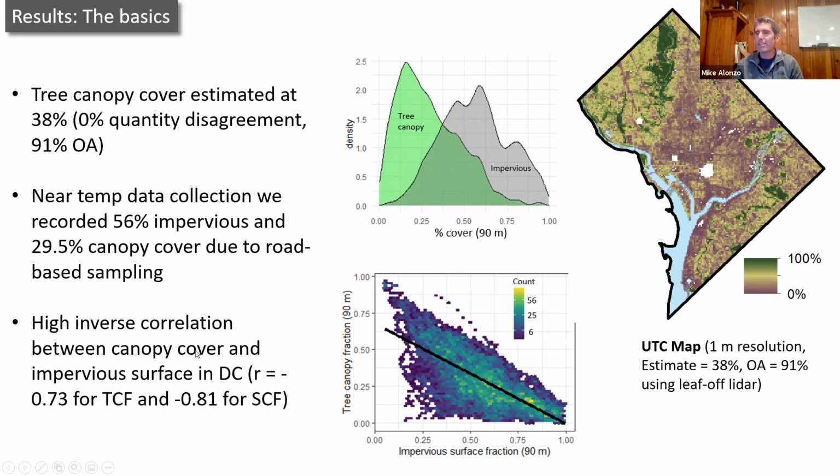And as in many cities, there is a very strong negative relationship between where there's canopy cover and where there's impervious surface. And so that makes things a bit difficult from a modeling standpoint, because your two key variables are highly correlated. As you go to places with more tree canopy, you're probably going to places with less impervious surface, almost by definition.